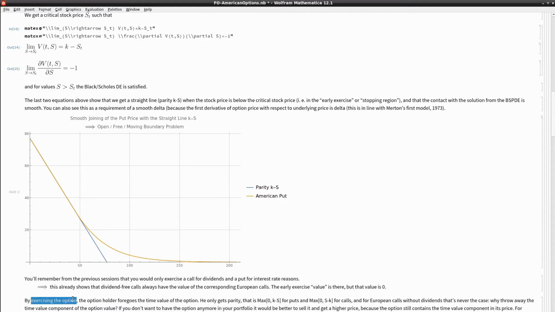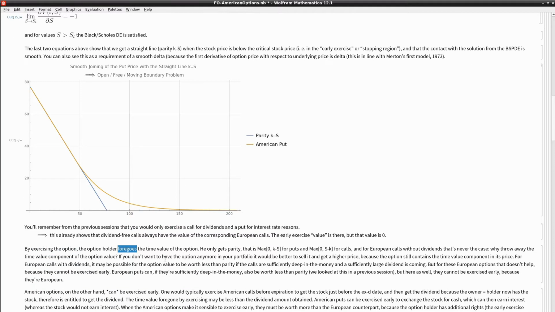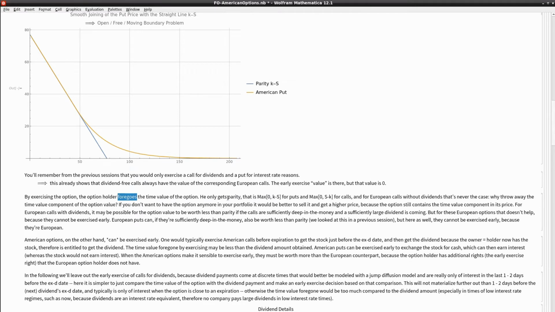By exercising, the option holder forgoes the time value of the option. He only gets parity, and that is max of 0 and k minus s for puts, and max of 0 and s minus k for calls. And for calls without dividends, that's never worthwhile. Why throw away the time value component of the option value? If you don't want to have the option anymore in your portfolio, then it would be better for you to simply sell it, right? It has the time value component. So if you sell it, you get a higher price because the option still contains the time value component of the price.